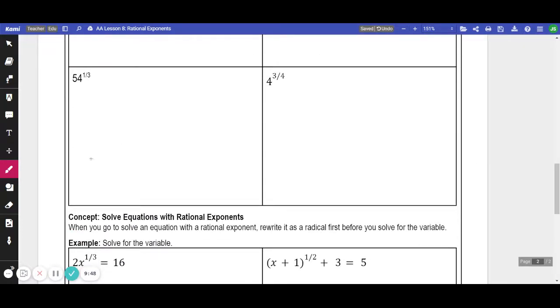What if they don't? Because they don't sometimes. So we're going to do 54 in the root, to the power is 1, root is 3. Okay. There is no number that I multiply 3 times that gets me to 54. That doesn't work. So I have to start breaking it down.